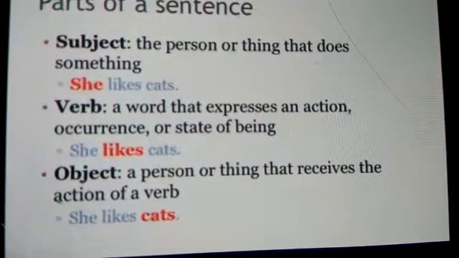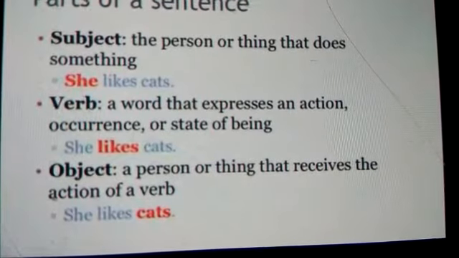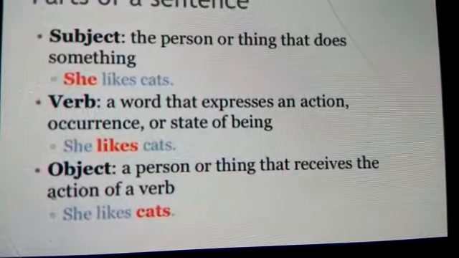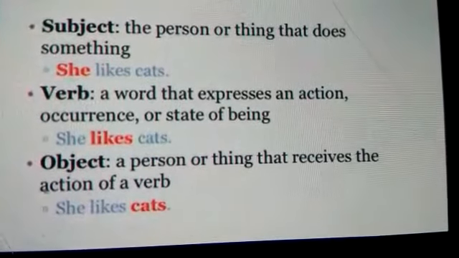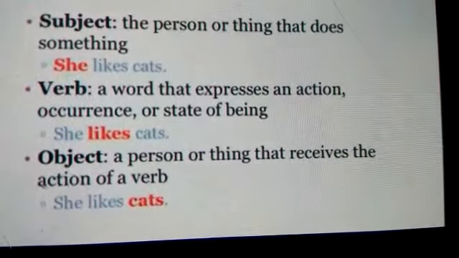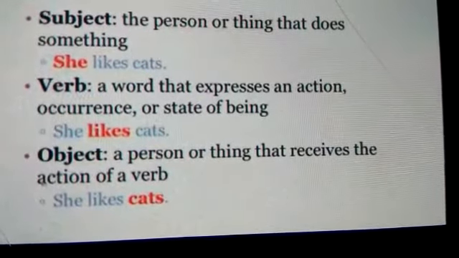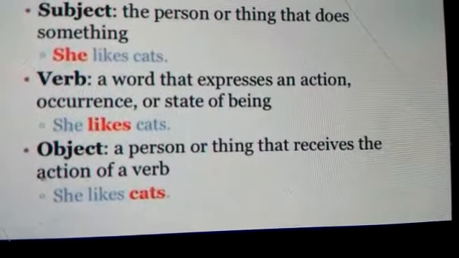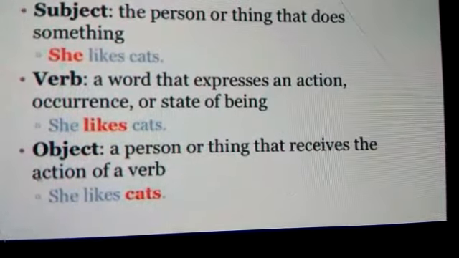Then verb, what is a verb? A word that expresses an action, occurrence or state of being. Example, she likes cats. Here, likes is the verb. Now, what is object? A person or thing that receives the action of a verb is called object. Again, the object is a person or thing. It is always a noun or pronoun. See the example. She likes cats. Here cats are the object.